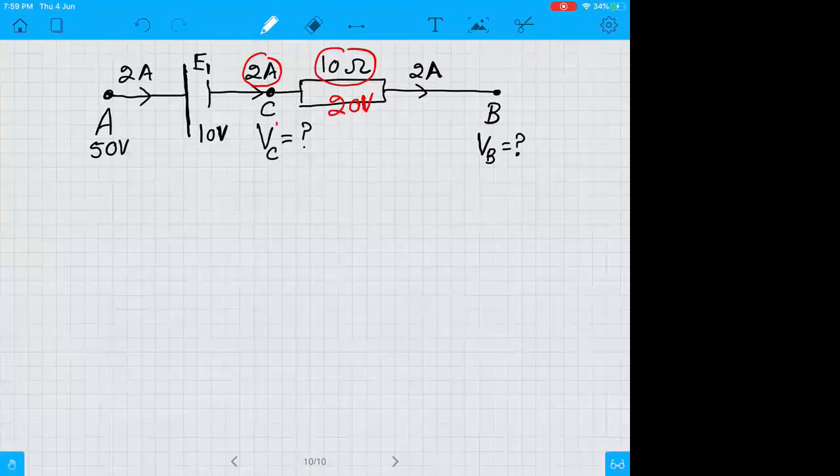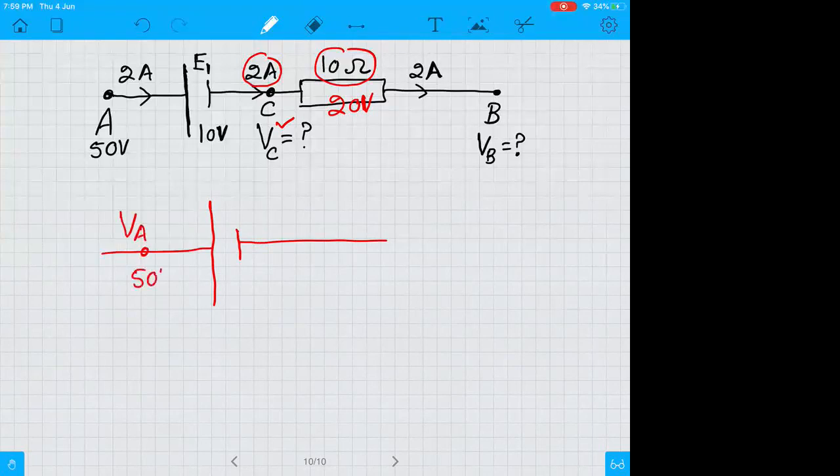Now let's calculate VC. To calculate VC, you have to focus on one thing: what is given and what is to be calculated. Potential at B is missing. You have potential at A. Potential at A is 50 volts and the battery is of 10 volts and this battery is E1. What would be the potential at point C? Since you're moving from high potential to low potential, positive is high potential, negative is low potential, so this 10 volt will be subtracted. Whenever you move from positive side towards negative side, the volts will be subtracted.